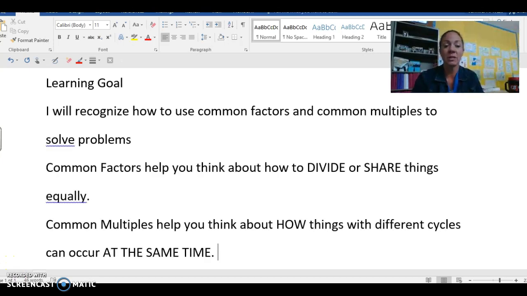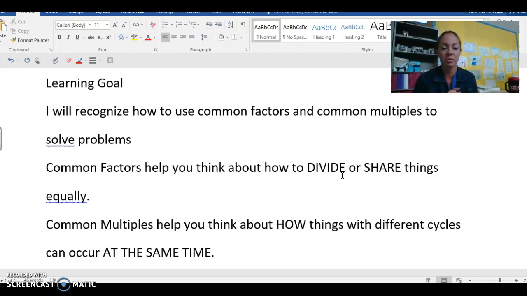First of all, we need to make sure that we know the difference between common factors and common multiples because they kind of all sound the same. So common factors, and make sure you get all of this in your notes, help you think about how to divide or share things equally. When I think of factors, I remember that they're the little pieces that get put together to make the whole.